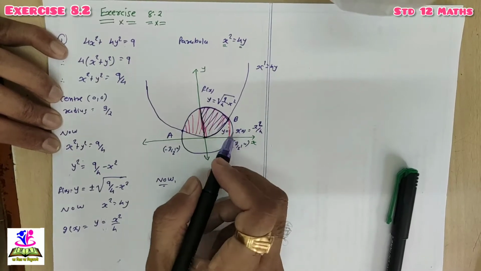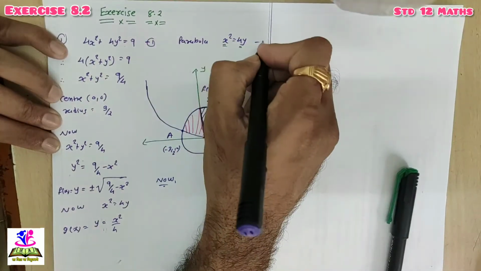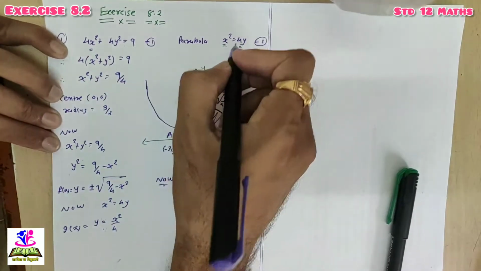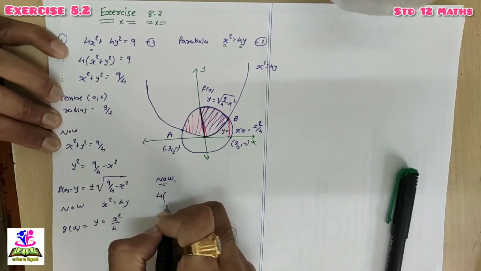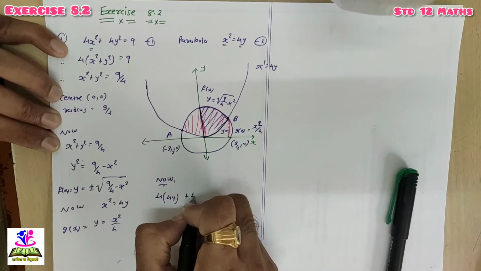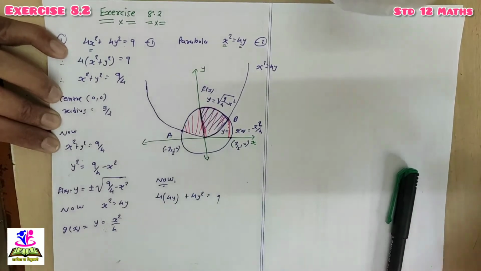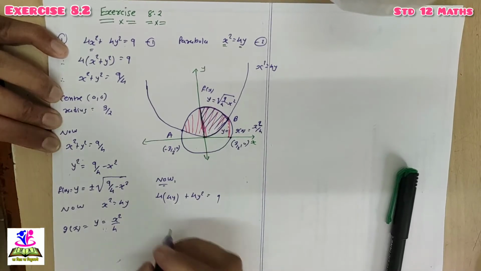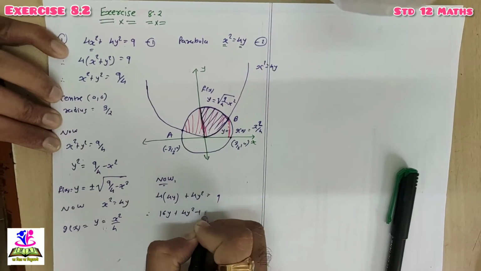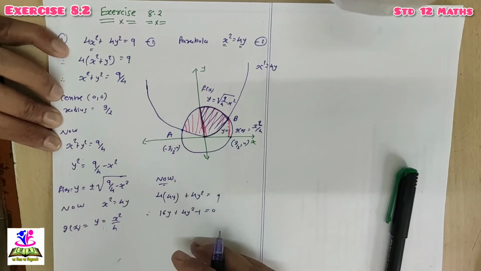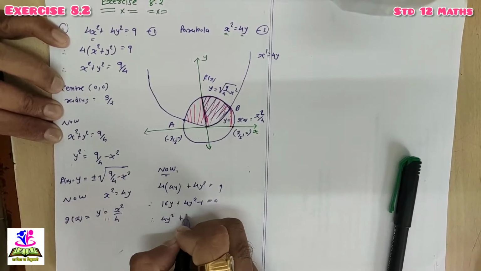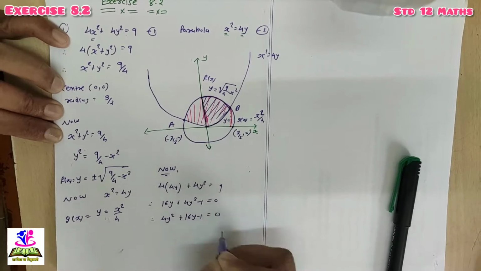Now we will find the intersection of these two curves by using formula number 1 and formula number 2. Here 4x square plus 4y is equal to 9. Replace this x square with 4y. So we are getting 4 into 4y plus 4y square equal to 9. So this is 16y plus 4y square minus 9 equal to 0. This is one quadratic equation: 4y square plus 16y minus 9 equal to 0.